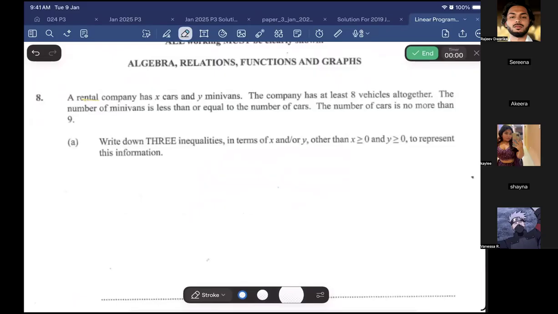Right. So Vanessa, give us a read. A rental company has X cars and Y minivans. The company has at least 8 vehicles altogether. The number of minivans is less than or equal to the number of cars. The number of cars is no more than 9. Right. And I want us to write down 3 inequalities in terms of X and or Y, other than X is more than or equal to 0 and Y is more than or equal to 0, to represent this information.